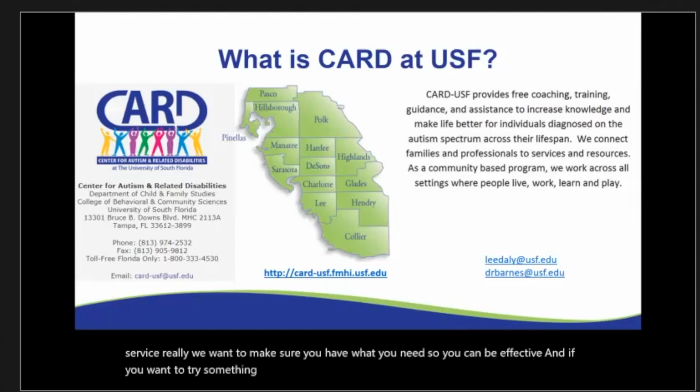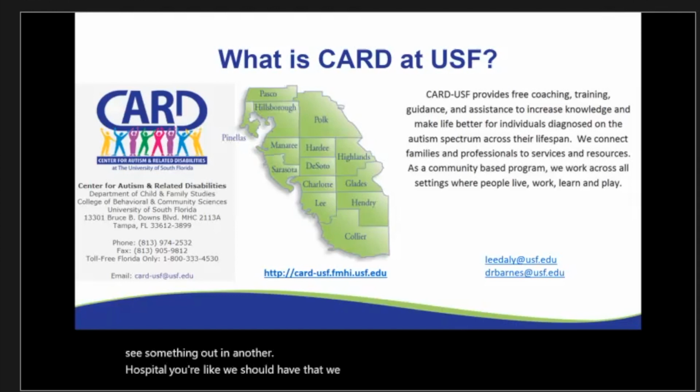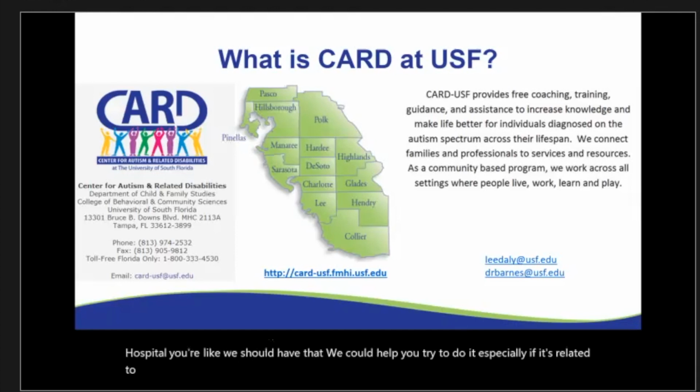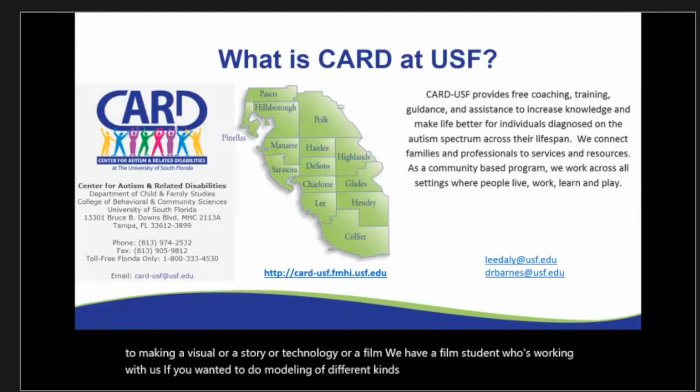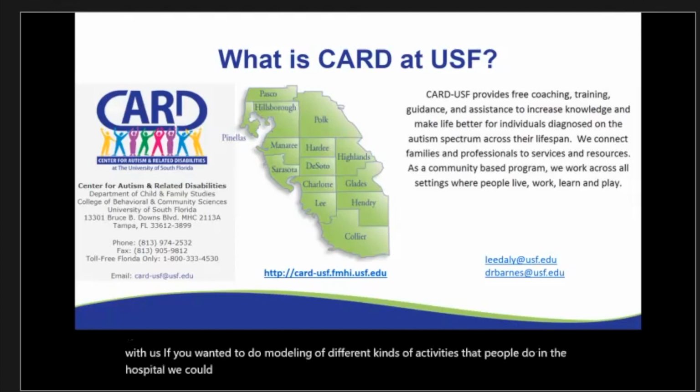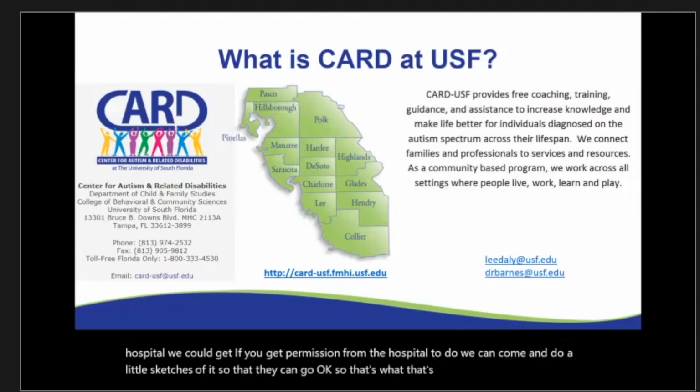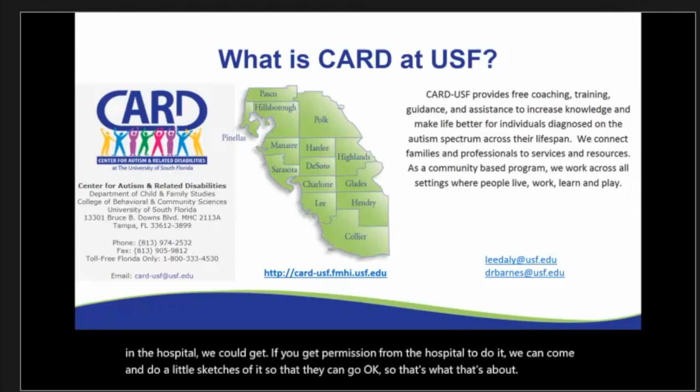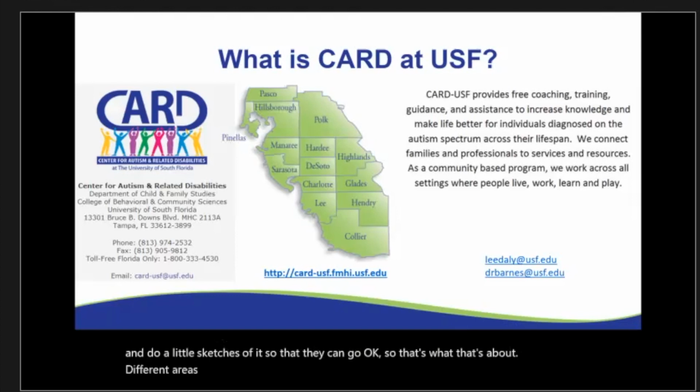And if you want to try something new, I'm open to it as well. If you see something in another hospital and think we should have that, we could help you try to do it, especially if it's related to making a visual or a story or a technology or a film. We have a film student who's working with us. If you wanted to do modeling of different kinds of activities that people do in the hospital, and you got permission from the hospital, we could come and do little sketches of it so that they can go, oh okay, so that's what that's about. That's perfect. I like that flip card sheet that you mentioned, the different areas that the patients might go.